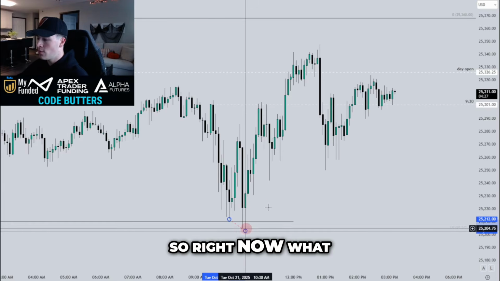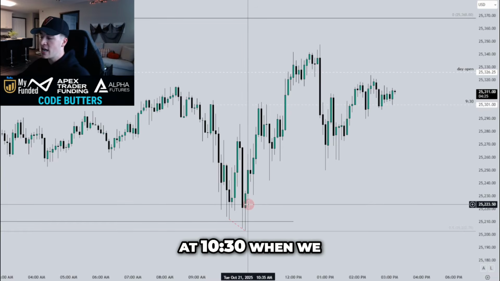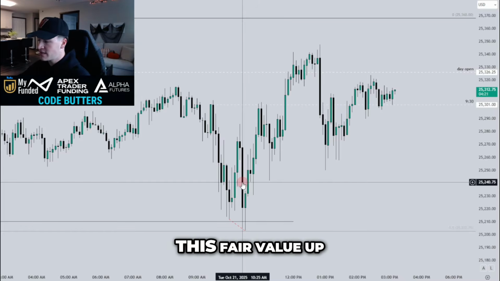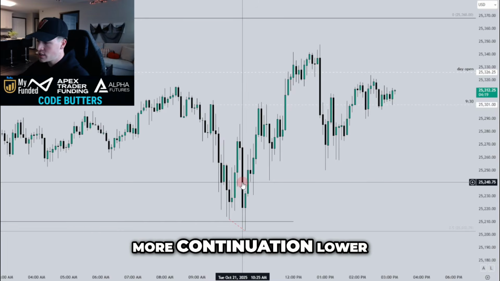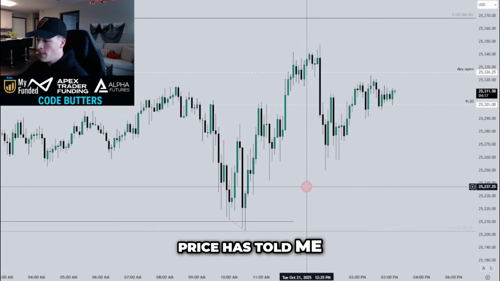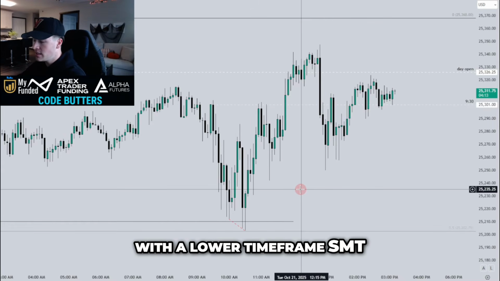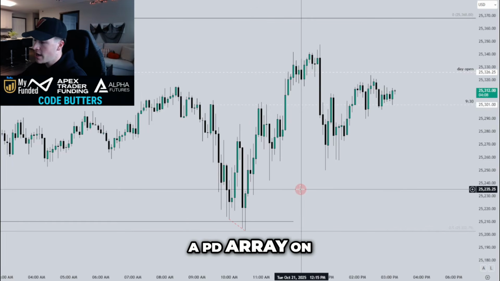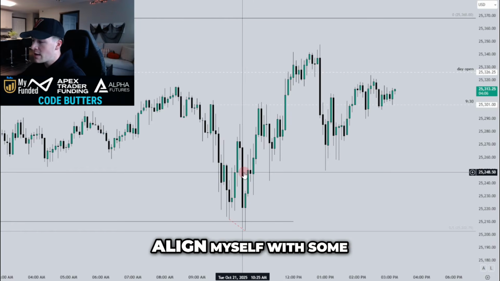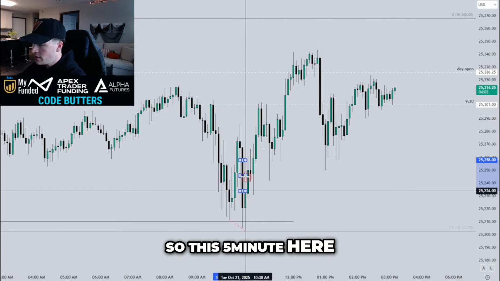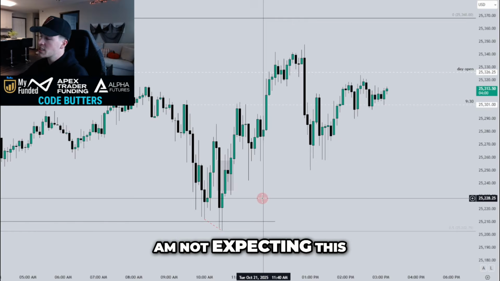So right now, what I'm thinking at 10:30 when we get this reaction is, I'm not concerned with this fair value gap here at all for more continuation lower. Price has told me higher time frame SMT aligned with a lower time frame SMT. Now I simply just need the invalidation of a PD array on the sell side to align myself with some sort of long entry. So this 5-minute SIBI here, at this point, I am not expecting this to reject.